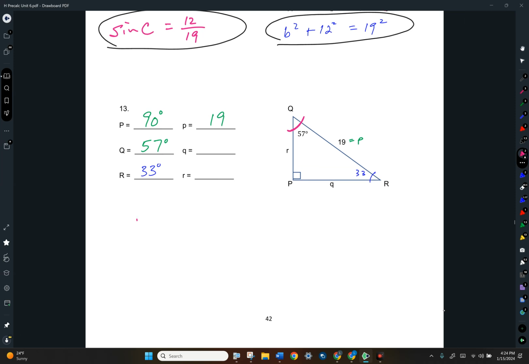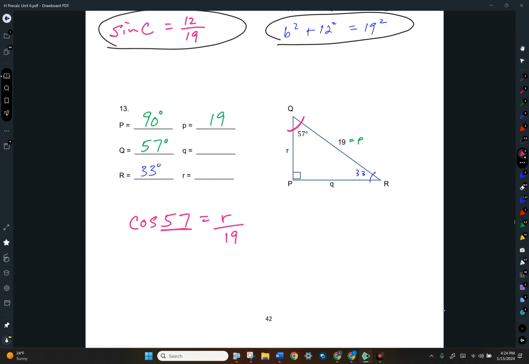So I'm going to say the cosine, write down the angle you're referencing. So the cosine of 57. So if I'm referencing the 57 degree angle, then I want adjacent over hypotenuse. So the adjacent is going to be the R. So adjacent over hypotenuse, which we know is 19. I can't stress enough how important it is to write down the angle, because that's how you know which side is the adjacent and which side is the opposite.